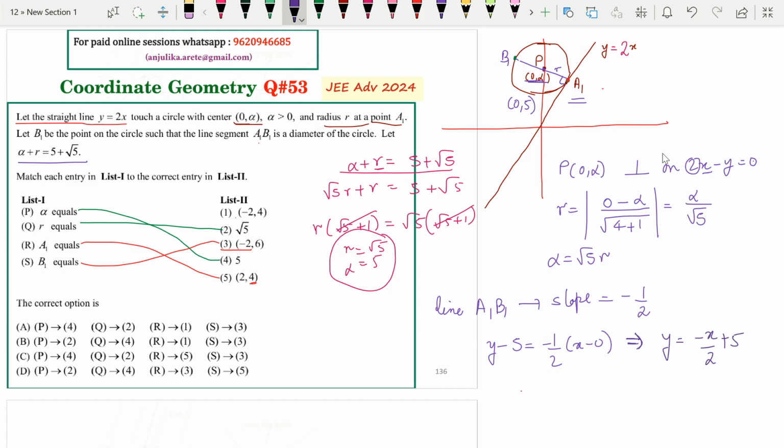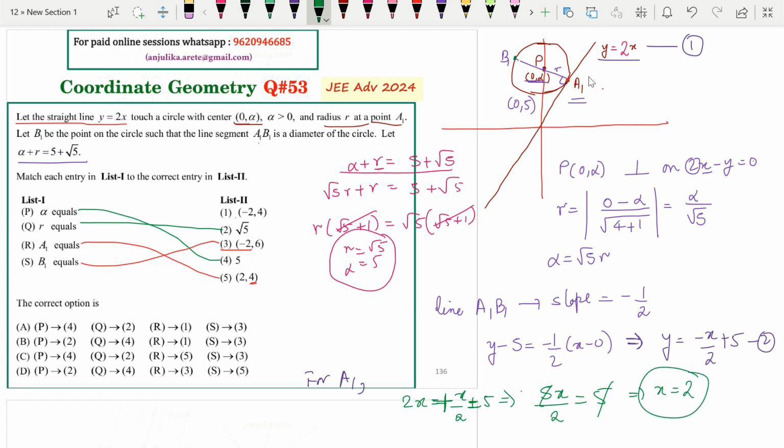Now how do I get A1? A1 is the intersection of this line and the other line. So for A1, let's figure out the intersection point. Equate the two. So 2x is equal to minus x by 2 plus 5. What do you get? You just move it to the other side. 2x plus x by 2 is 5, so you got the x coordinate of that point to be 2. If the x coordinate is 2, then what should be the y coordinate? It's lying on that line, so 4. So the A1 coordinate you got to be 2 comma 4, which we had already figured out intuitively.